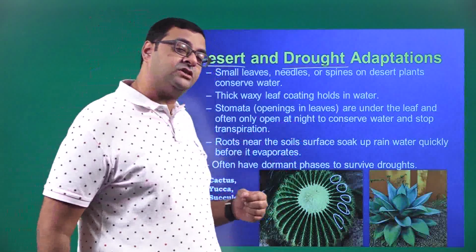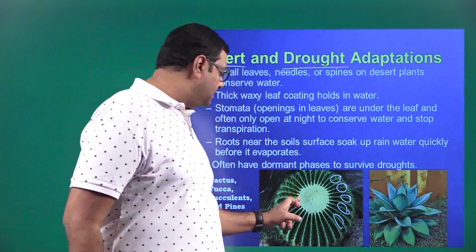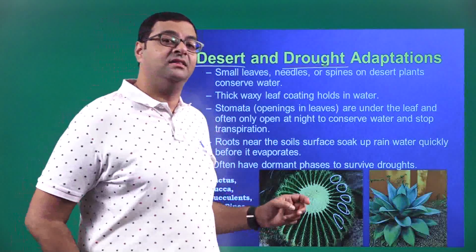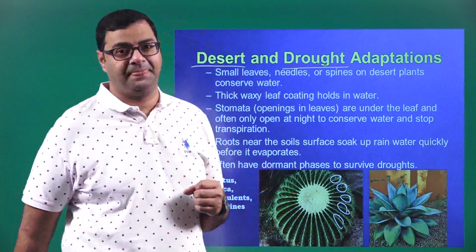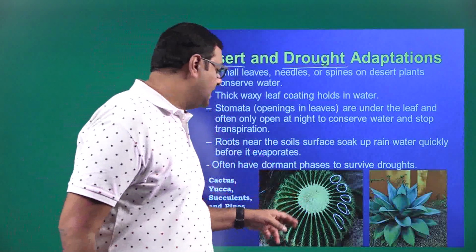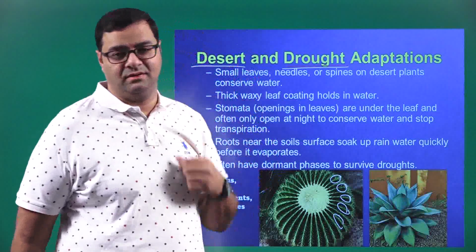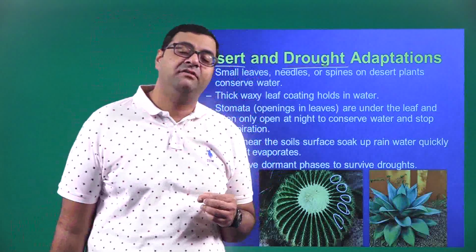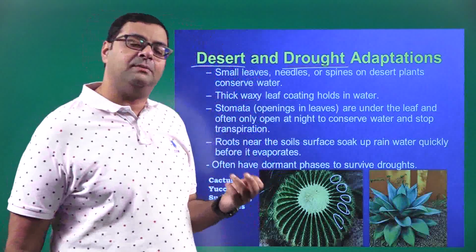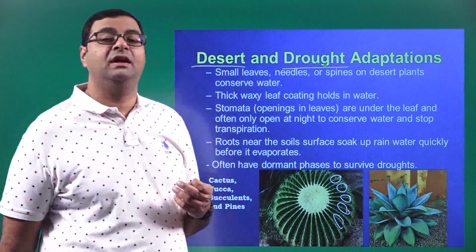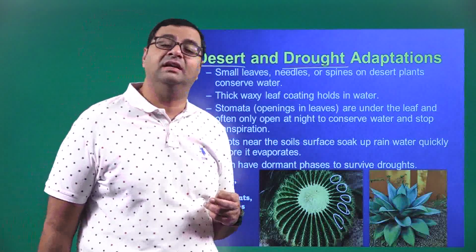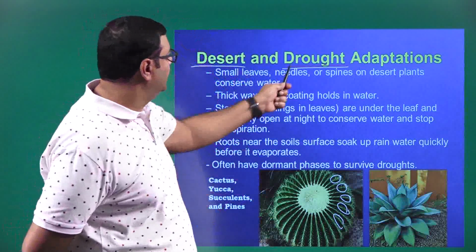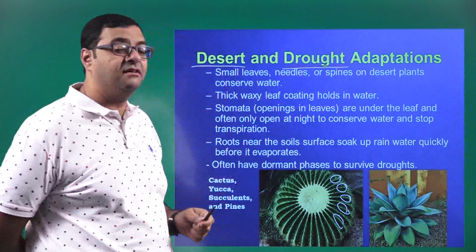Now a question can be asked: sir, if the stems are green and performing photosynthesis, how is it that they are not losing water so fast? The answer is, the stems have a waxy coat on top of them. That waxy coat will prevent the loss of water. It will absorb sunlight and perform photosynthesis, but it will not let the water go out. So, small leaves, needles or spines on desert plants conserve water.